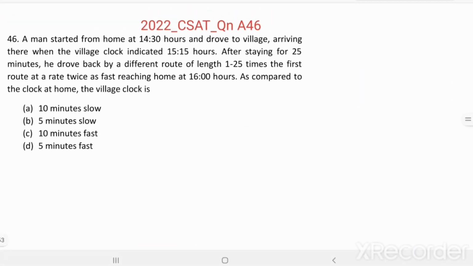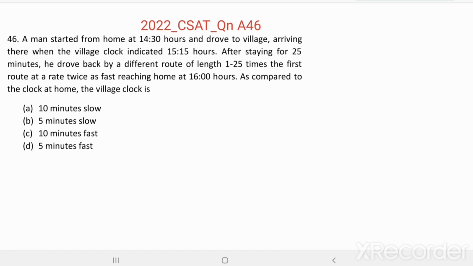Question number 46. A man started from home at 14:30 hours and drove to a village, arriving there when the village clock indicated 15:15 hours. After staying for 25 minutes, he drove back by a different route of length 1.25 times the first route, at a rate twice as fast, reaching home at 16 hours. As compared to the clock at home, the village clock is.